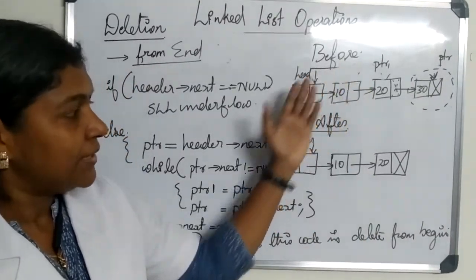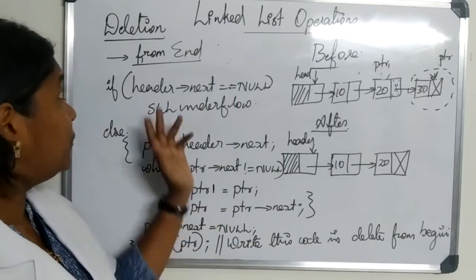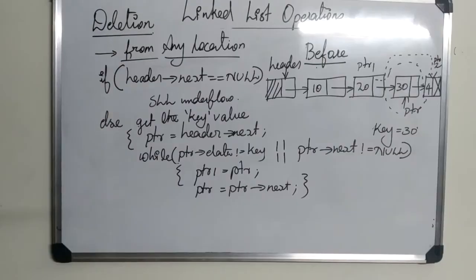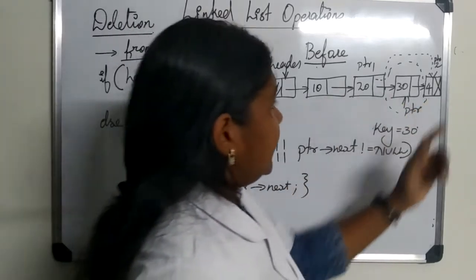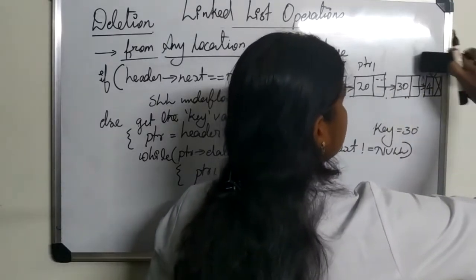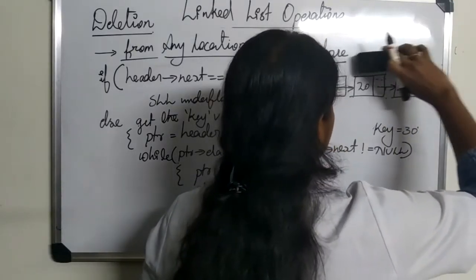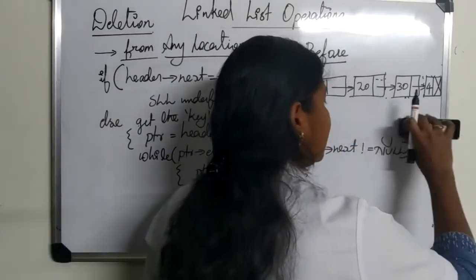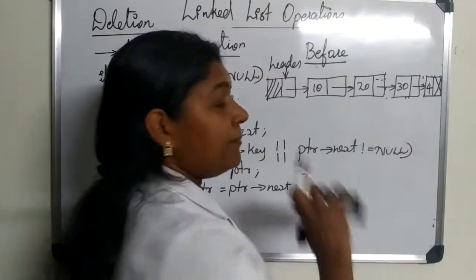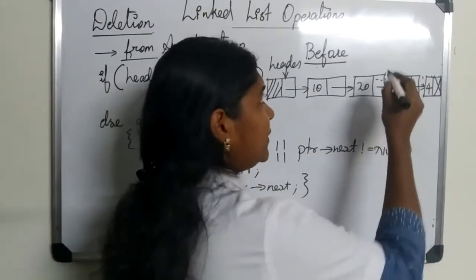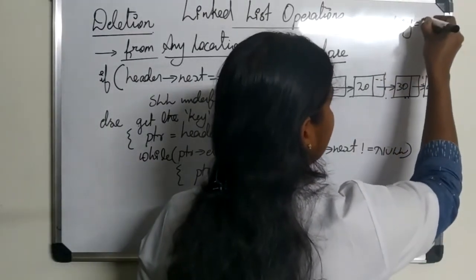These are the diagrams before deletion and after deletion, and this is the pseudo code for deletion from end. Okay. So we consider the example. This is our example. So what are we going to do? Let's take our key value as 30. That is in deletion from any location, we should specify which node is to be deleted. Okay. So for example, let's take the key value is equal to 30.